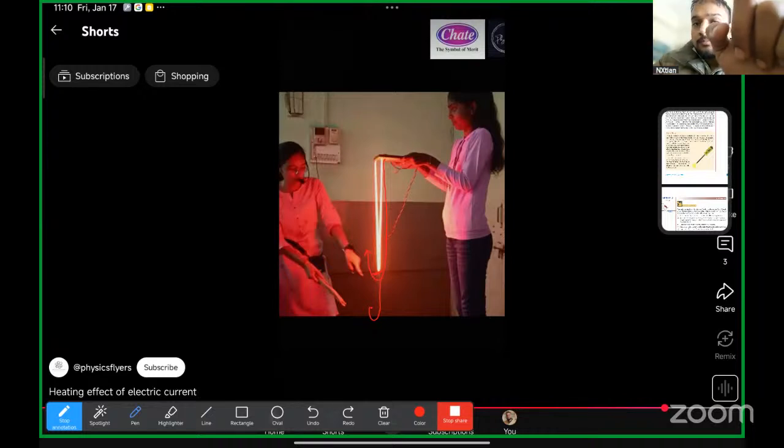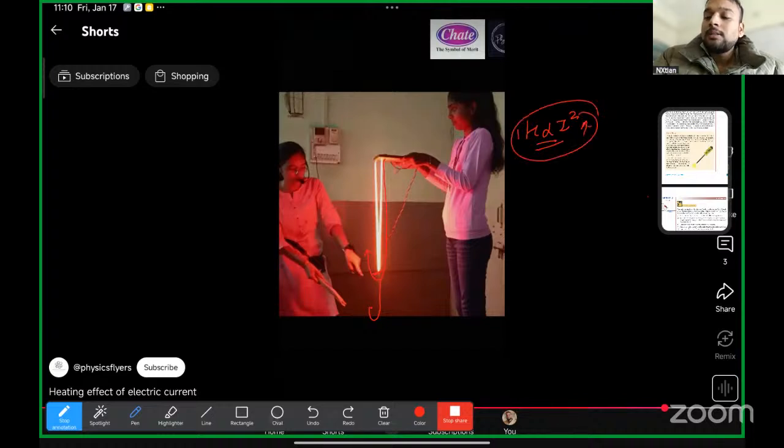Before, it was taking the whole path from the bottom to the top, but now it's taking half the path. Because of that, the current increases, and if the current increases, the heat also increases, because heat is directly proportional to I square. If I square increases, then heat also increases. So you can see that there is a lot of glow. Did you understand?